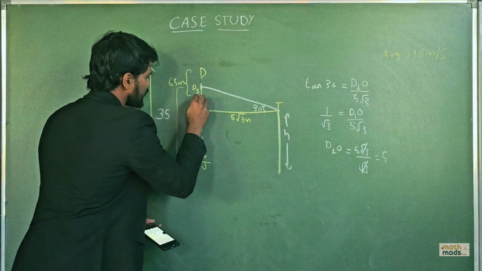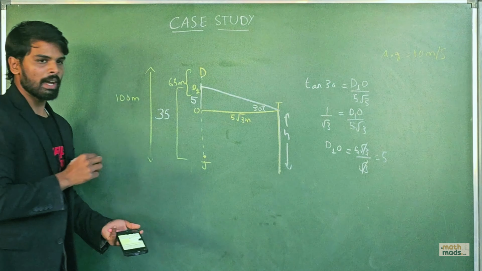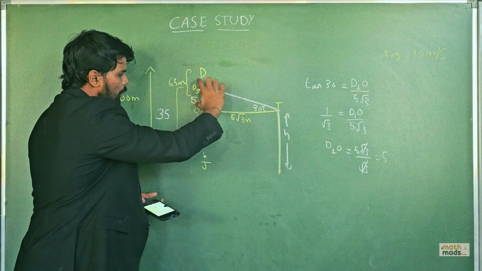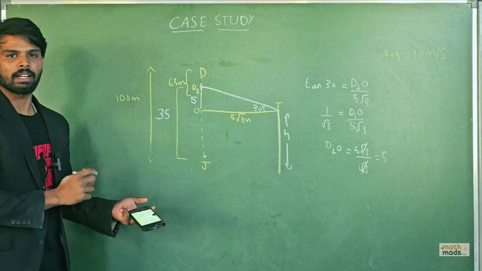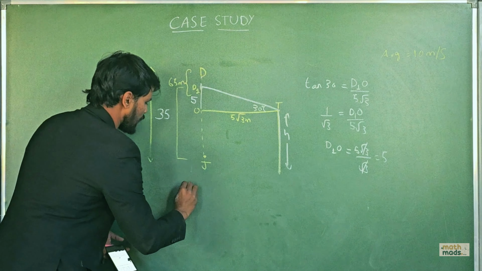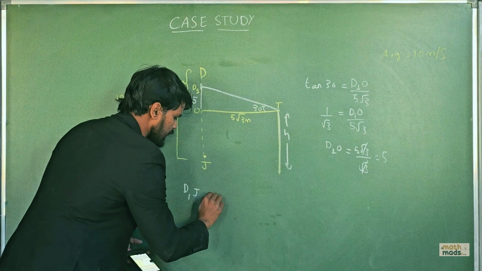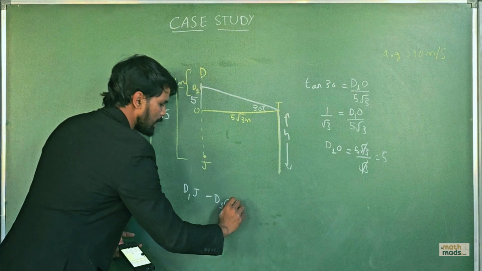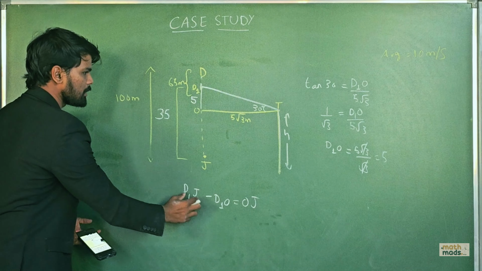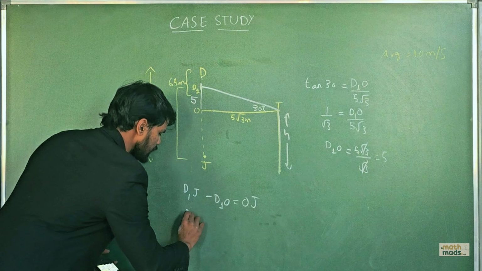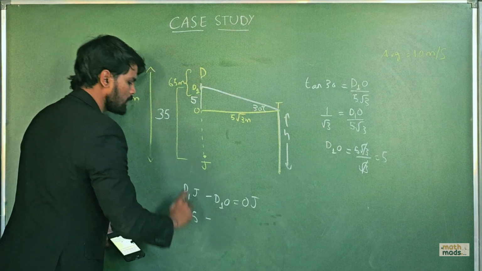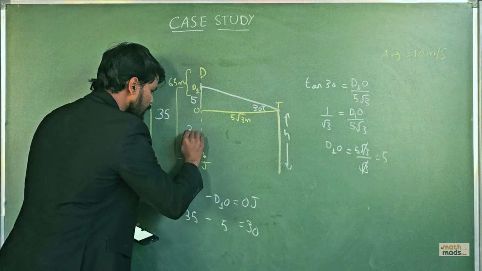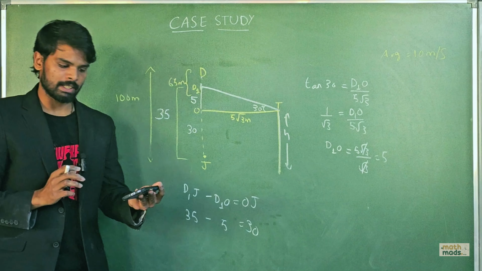So now this length is 5 meters. Okay. Now from the whole D1J, if I take out D1O, if I take out this part, what will be the remaining part? OJ will be the remaining part, and that is what I have to find. So from D1J, I will take the difference of D1O. What will I get? I will get this part, that is OJ. Okay. What is D1J? D1J, the whole thing is nothing but 35 minus D1O, which is 5. So it is nothing but 30. So OJ is now 30. So the height of the tree is 30 meters.